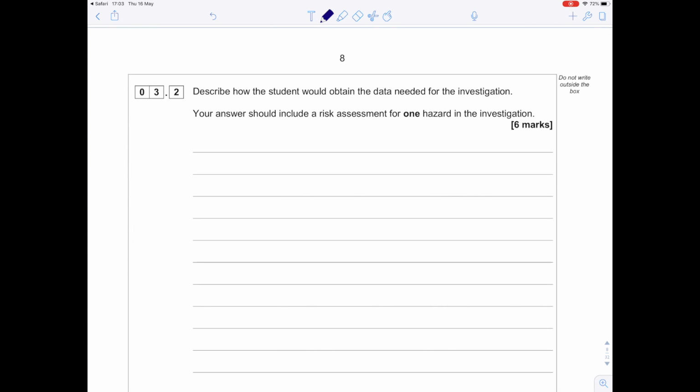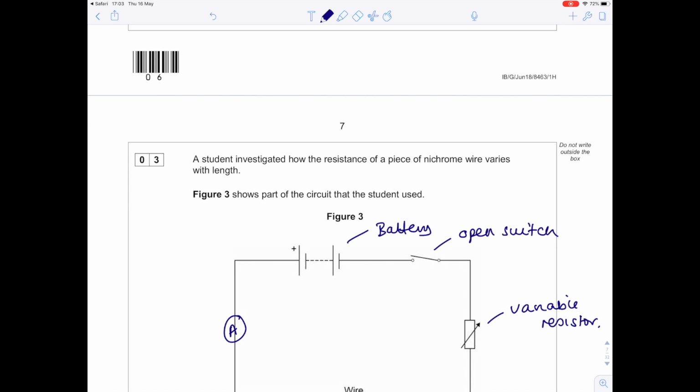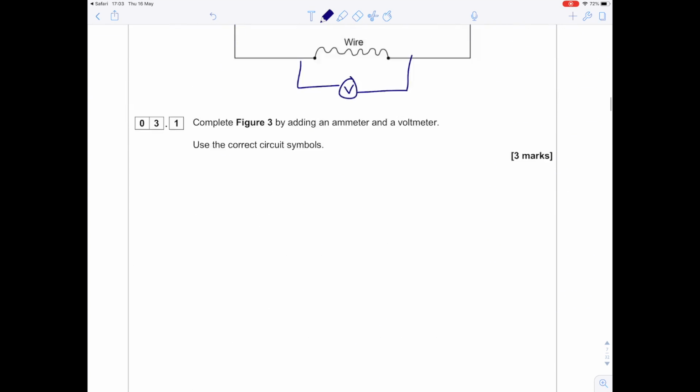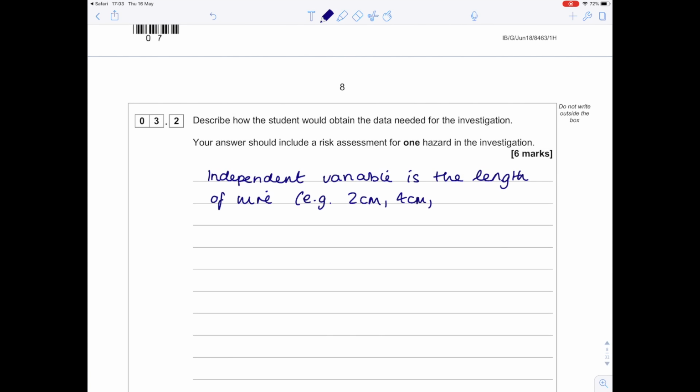3.2. Describe how the student would obtain the data needed for the investigation. Your answer should include a risk assessment for one hazard in the investigation, and that's worth 6 marks. So if we scroll back up, we're interested in how the resistance of a piece of wire varies with length. So what are they changing? The independent variable. So the thing they're changing is the length of wire, e.g. 2 centimeters, 4 centimeters, 6 centimeters, etc.